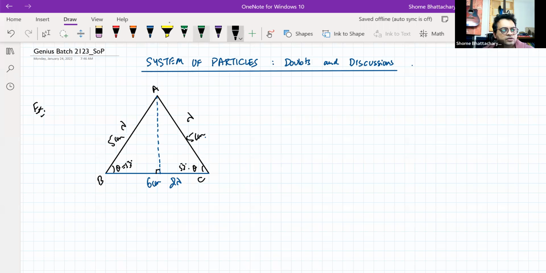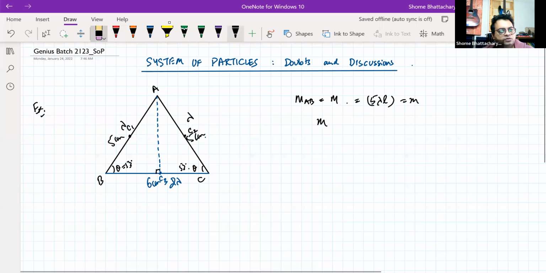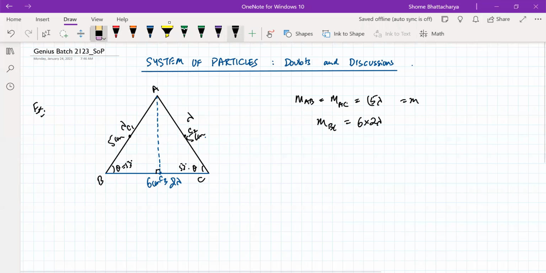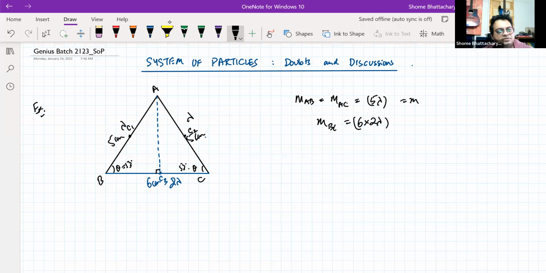Okay, that's one thing. Now let's say this side has mass m1, so its center of mass is over here. This side has mass m1 again, so its center of mass is here. And this side has mass m2, let's say, and its center of mass is here. So mass of AB is equal to mass of AC is equal to, let's say, 5 lambda. Let's take that as m. What about the mass of side BC? It will be 6 in length and 2 lambda. Sorry, this is 5 lambda L, yes, sorry, my mistake. So this is 12 lambda in comparison. So if this is 5 lambda, which is m, this will be how much? 12 by 5 m.